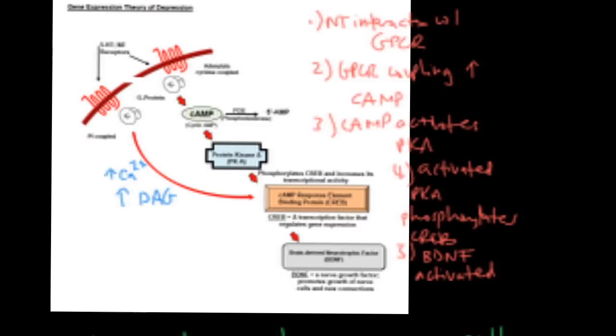So, importantly, this pathway can be disturbed or stopped by phosphodiesterase, or PDE, which converts cyclic AMP to 5' AMP. So, phosphodiesterase stops the production of brain-derived neurotrophic factor by breaking down cyclic AMP.